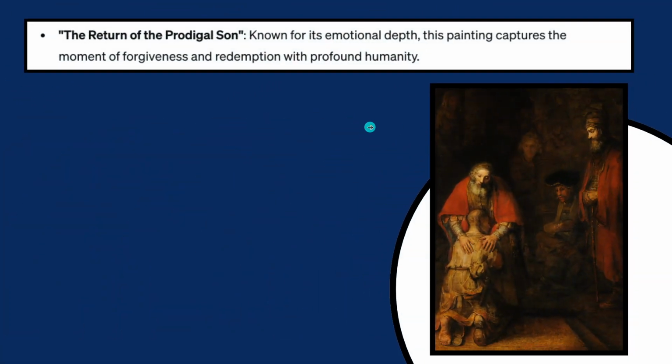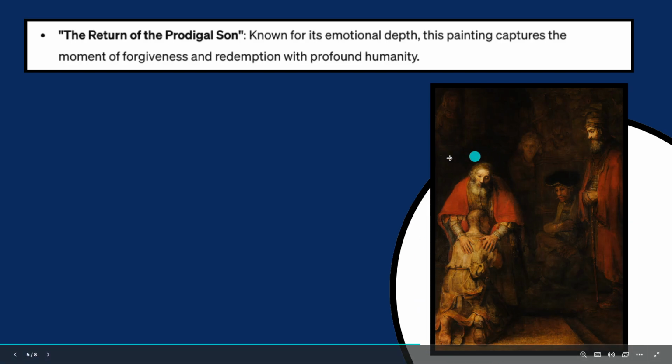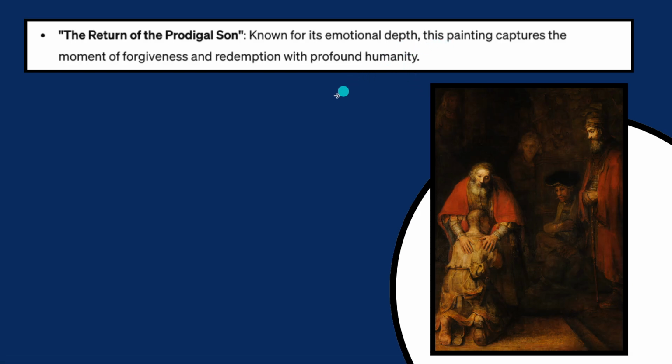The Return of the Prodigal Son does the same. You can see figures in the background in shadow, with our main figures being highlighted in the light in the front. It's known for its depth. The painting captures moments in forgiveness and redemption with profound humanity. The Return of the Prodigal Son, of course, another biblical story.